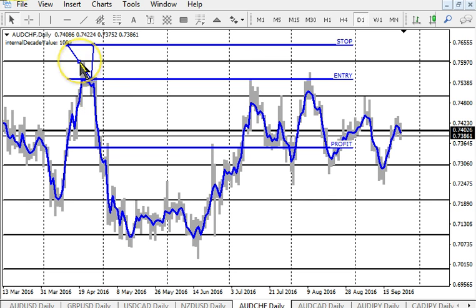If this is all you were armed with, a 100 pip stop to make 200 pips, if you told somebody, I can make you $20 per trade risking 10, look at the lottery.